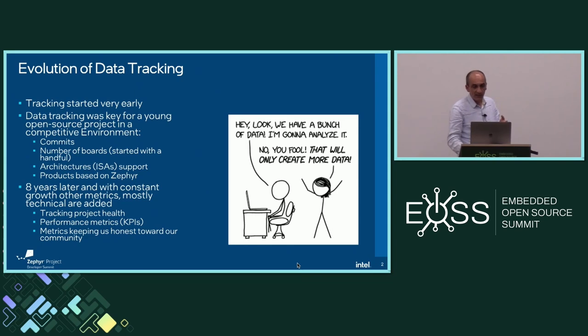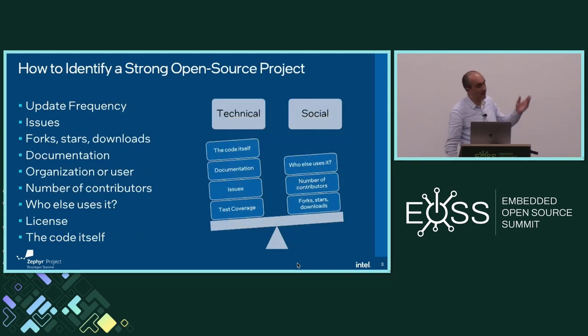When tracking metrics, you can go really wild in the things that you can show and display. You can go about issues, how many forks and how many stars you have on GitHub, how many downloads. Although downloads don't really apply in our case. The documentation and how it evolves, how many organizations or users are using Zephyr, number of contributors, et cetera. There are so many metrics and key items that you would use to track an open source project and see if you are healthy. I will focus a little bit on the technical side, not on the social side of things.